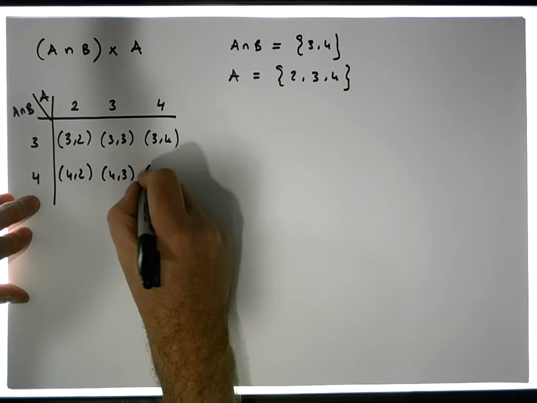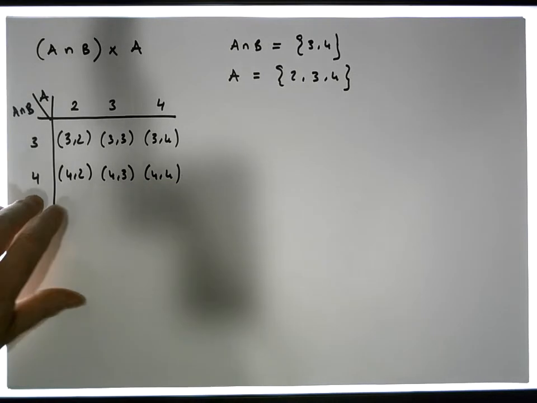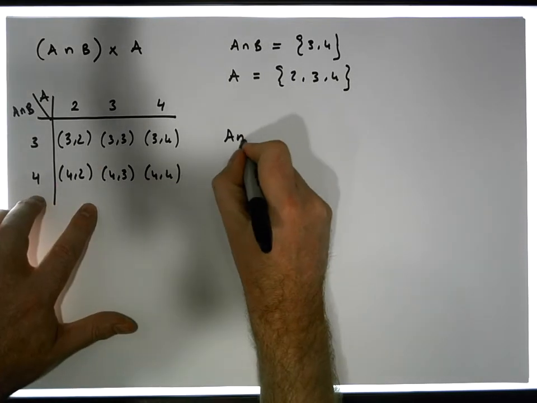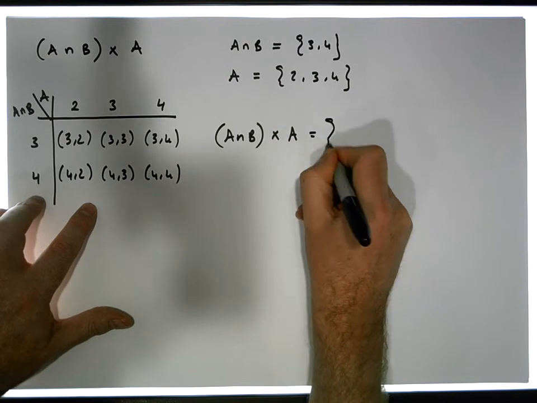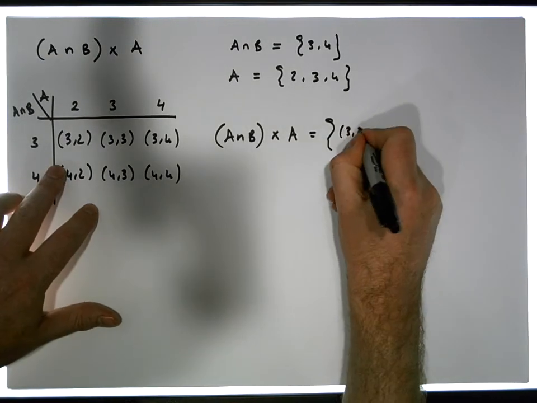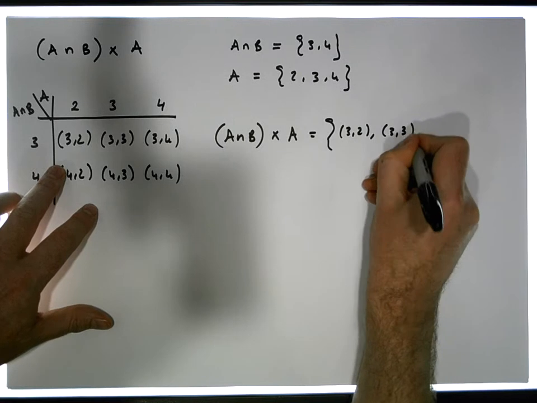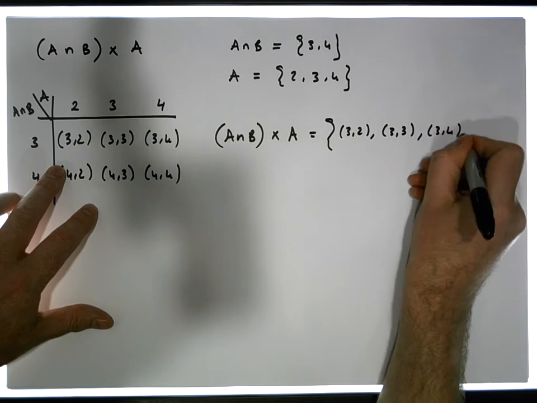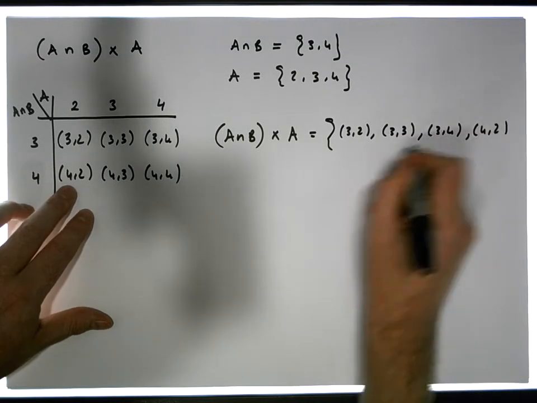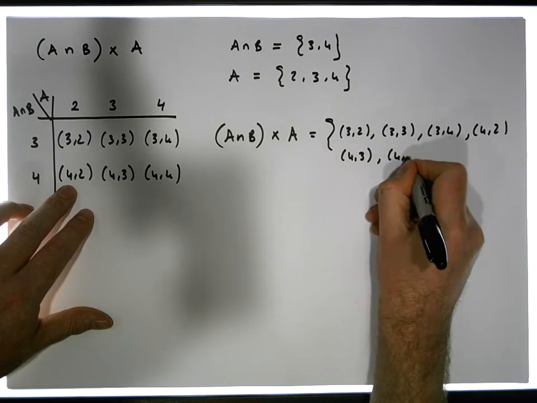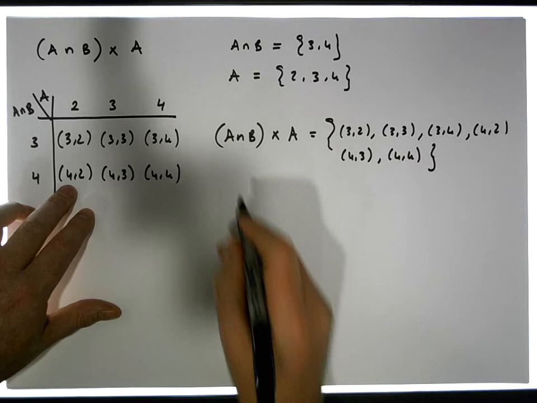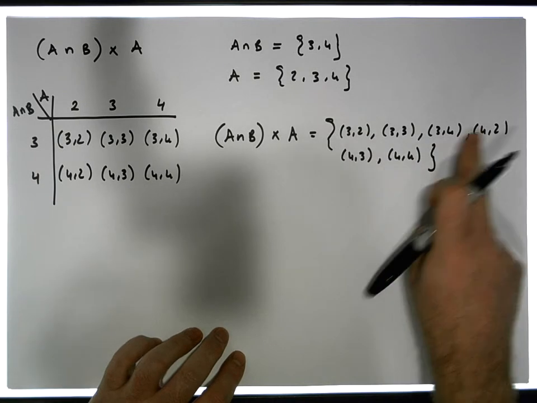3, 4 gets associated with 4. Okay, so actually the set A intersection with B cross A is the set of ordered pairs (3, 2), (3, 3), (3, 4), (4, 2), (4, 3), and finally (4, 4). Okay, its cardinality is 1, 2, 3, 4, 5, 6.